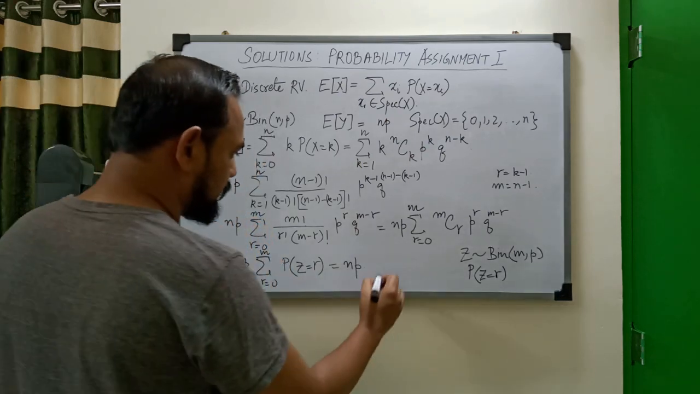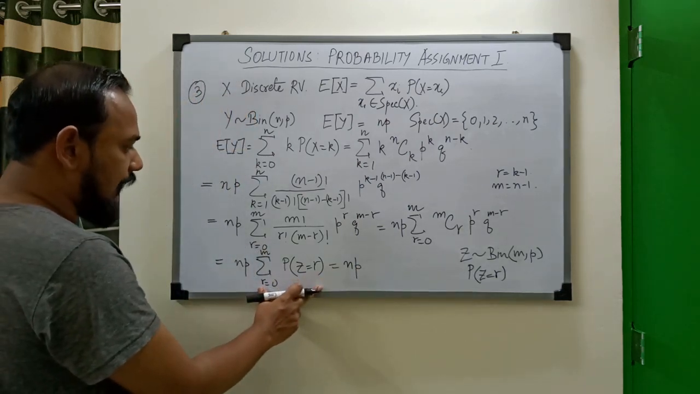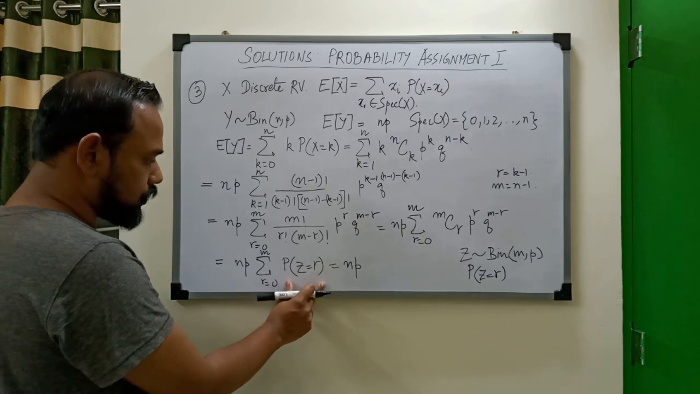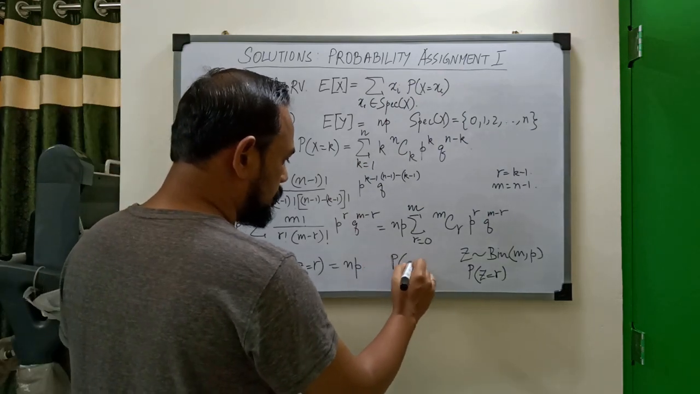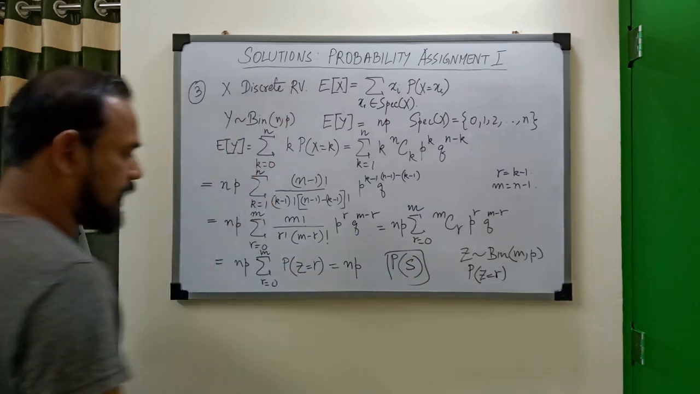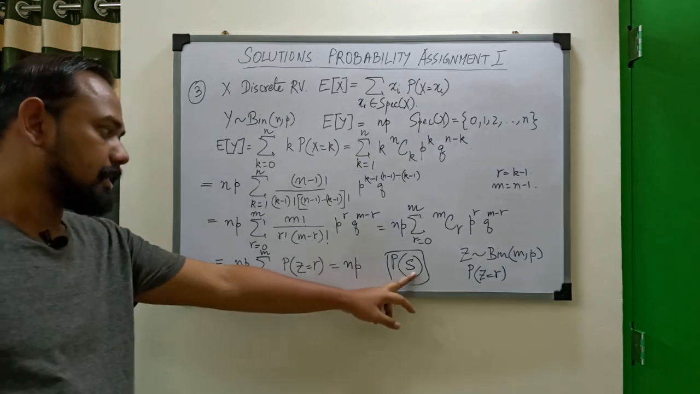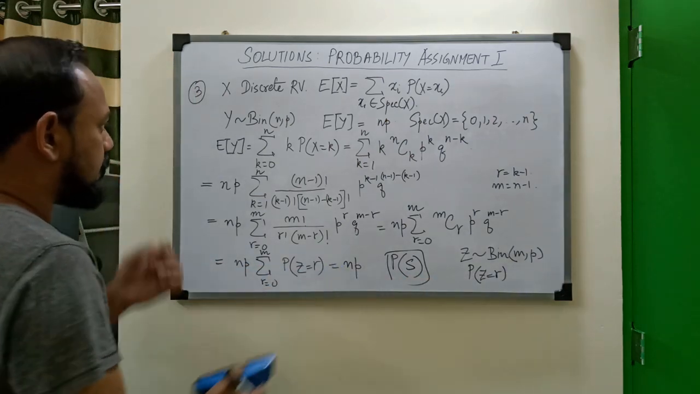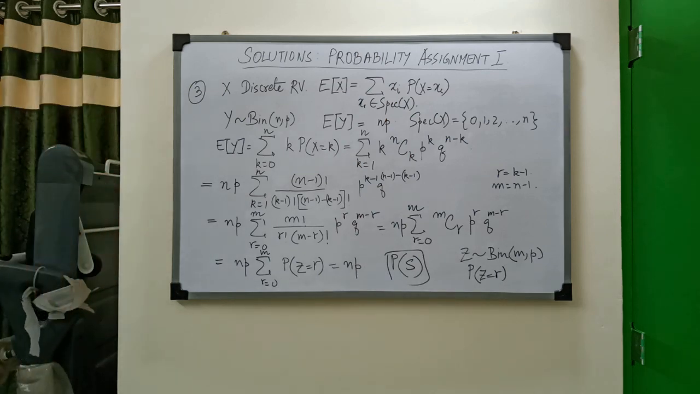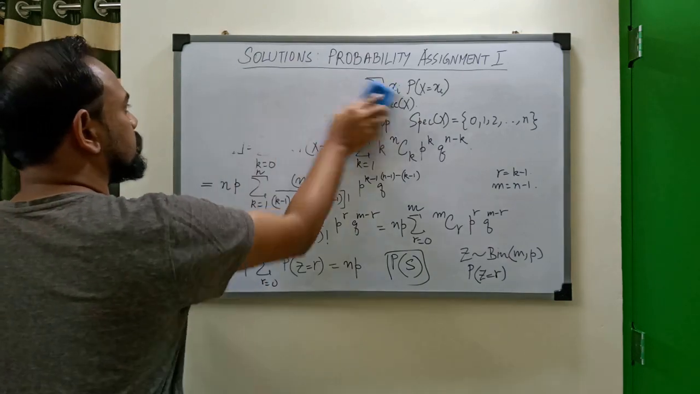I hope that's correct, because this really is capital F of infinity. Just adding all the probability mass functions will give you the probability of the whole sample space. So this sum will become the probability of the sample space, which is 1, and therefore this is going to be np, and that's the problem for you. Right. We'll do the next one.